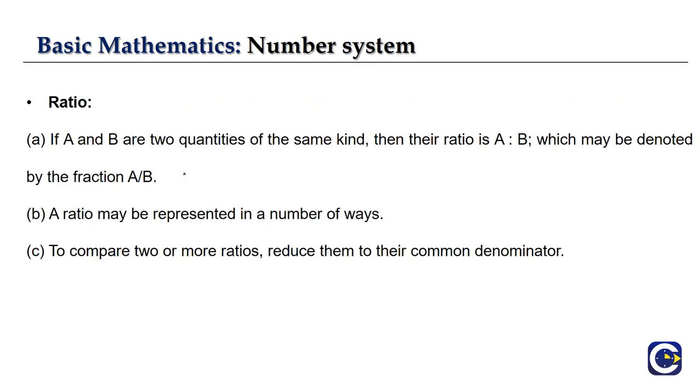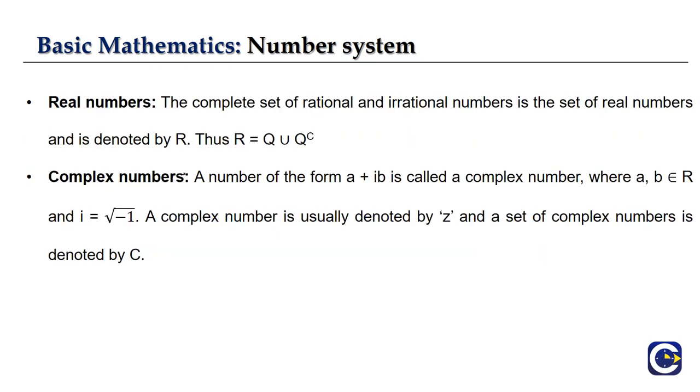The final classification we have is real numbers and complex numbers. Real numbers are the complete set of all rational and irrational numbers. The complete set of rational and irrational numbers is the set of real numbers, which we denote by the capital letter R. So it is the union of the set of rational and irrational numbers.